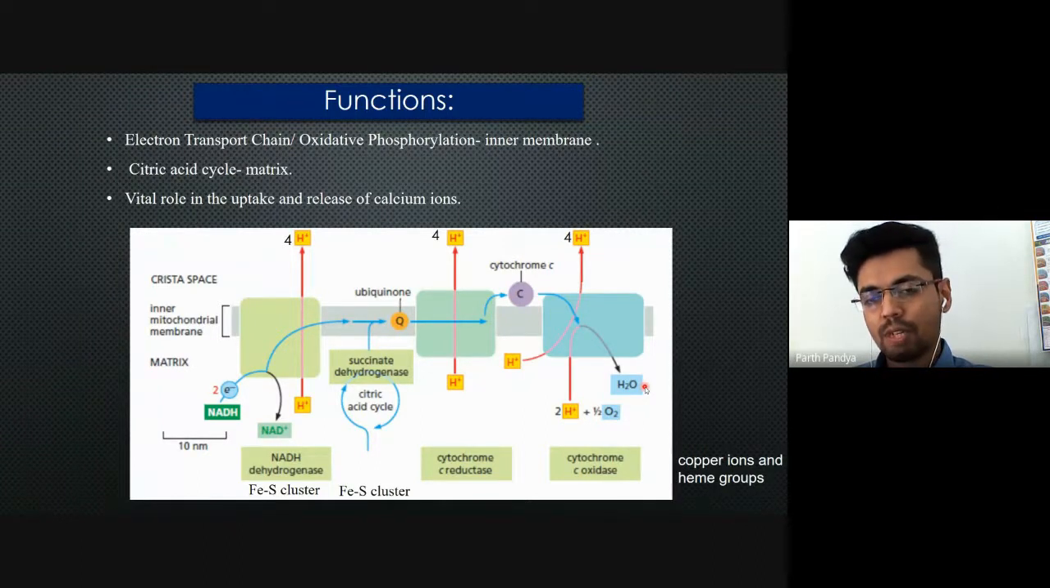So yes, this is a very complex process. We have gone through it in a very fast manner, but what you need to remember here is the 4 complexes, the parts of the complexes, how the electron is getting generated, and what the ultimate acceptor is. That type of question may come with respect to the electron transport chain.